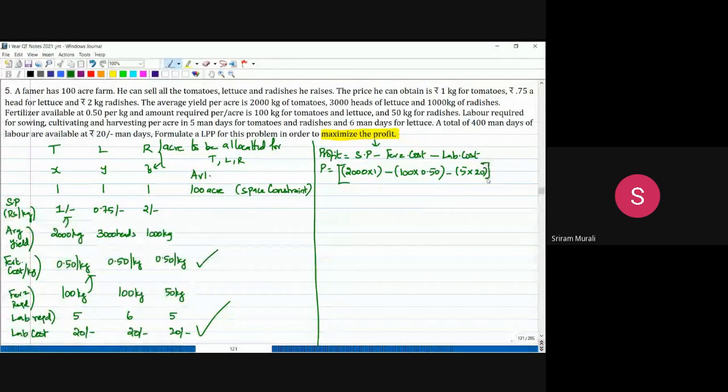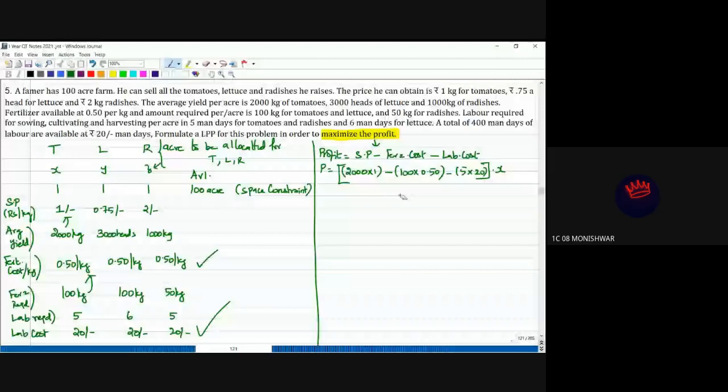But for 1 acre, I will get this many. For 2 acres, I will get this many. I don't know how many acres to allocate. That is why it is X acres. Do you understand this? Have you understood this part? Yes, sir.